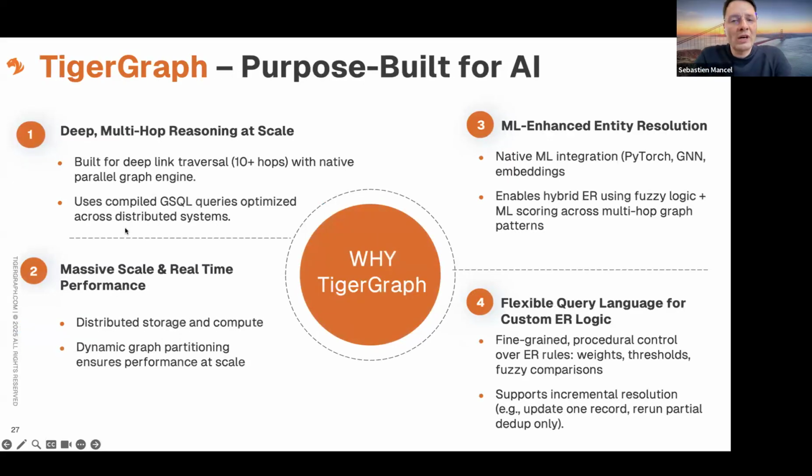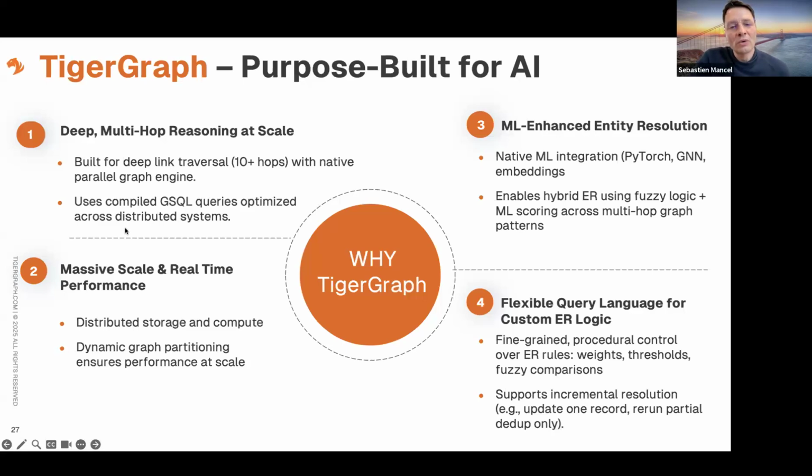Okay, so now let's talk about why TigerGraph is the right platform for AI-driven entity resolution. So first, TigerGraph is designed for 10-plus hop traversal with a native parallel graph engine. That means that it can follow complex chains like phone, address, device, transaction across millions of records in real time, uncovering hidden links that other systems can't.